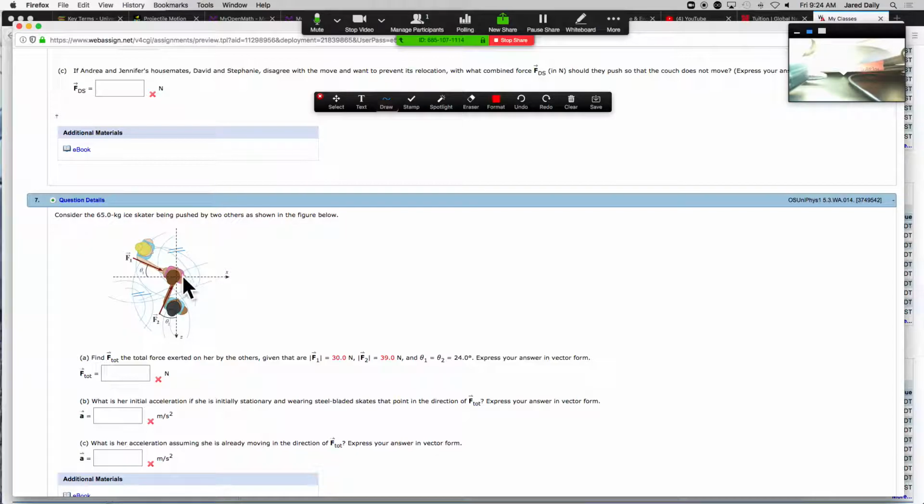So if she's being pushed off to the right and up a little bit, and she accelerates with some certain amount of acceleration from rest, is that any different if she's already moving in that direction? Does it change your acceleration if you're already moving at a constant velocity? Anybody have any ideas on that? Does a constant velocity change your acceleration?